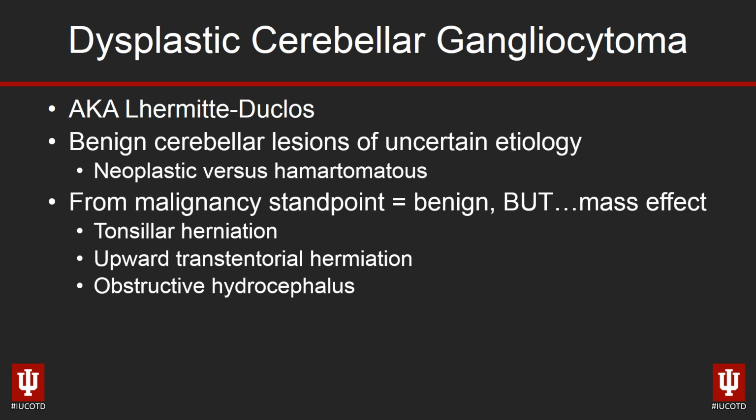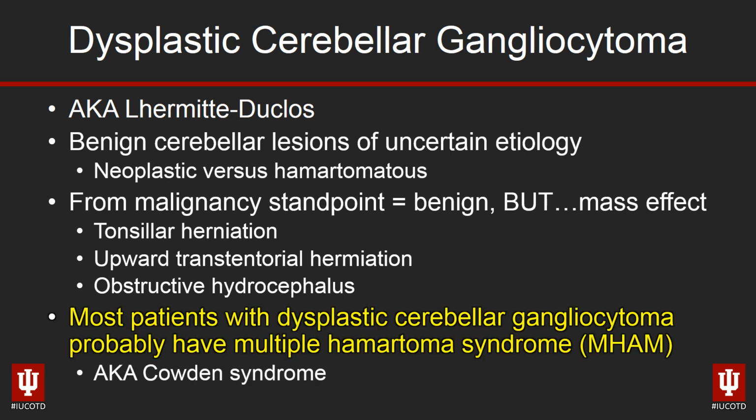But there are some important structures in the posterior fossa, and it's a small space, so anything that takes up real estate can have bad consequences for the patient, even if it's a benign process. One of the important things to take home is that most patients with dysplastic cerebellar gangliocytoma probably have multiple hamartoma syndrome, or MHAM, or if you like to name things after people, Cowden syndrome.